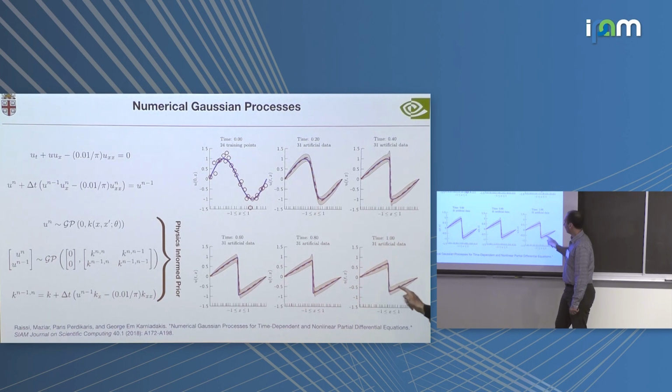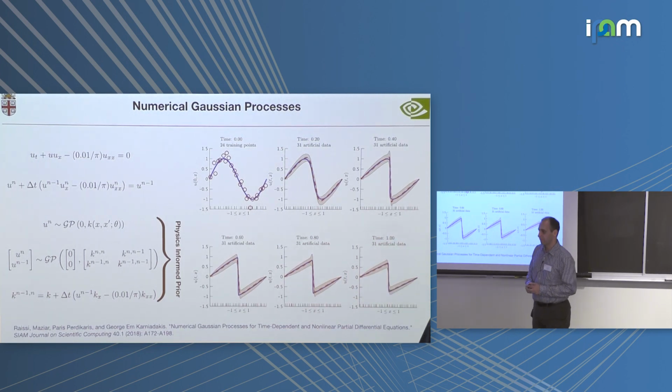Any of these samples from this distribution could be a solution to the Burgers' equation. So we are quantifying the uncertainty. The method is sort of honest. It's telling us any of these samples could be your solution. I'm not sure which one.